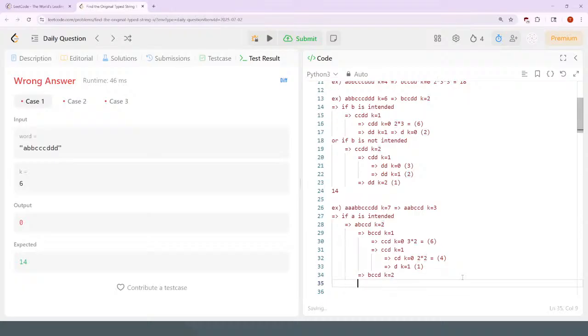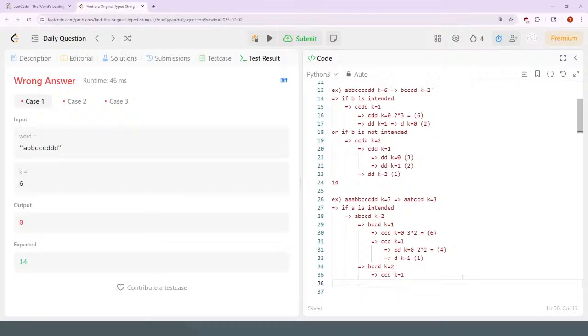Alright, so here, 2 things intended here. Let's say the first B is intended, so CCDK equals 1, and then this is just going to be the same thing as this thing right here, CCDK equals 1, so it's 5. Same as above. And then alternatively, if the B was not intended, then it would be CCDK equals 2.